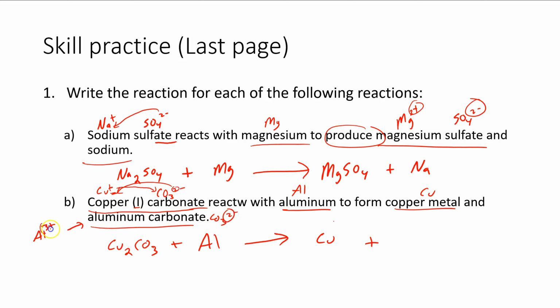So those are not equal and opposite, so I'm going to have to put the 2 with the aluminum, Al2, and 3 carbonates. Now, because carbonate is a polyatomic ion, right, I put parentheses around it and then add that 3 to it. Okay, now, I'm not spending a ton of time on our rules for ionic compounds.